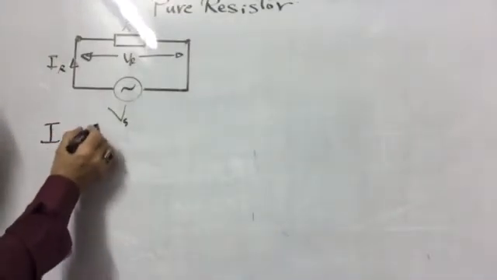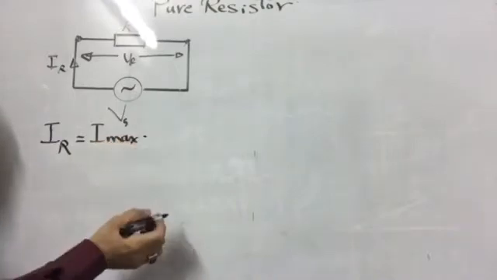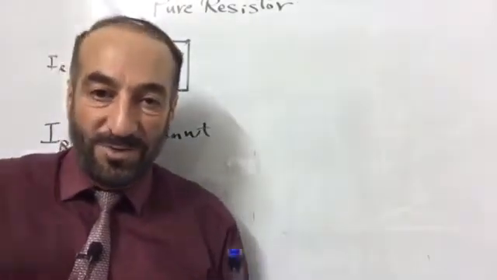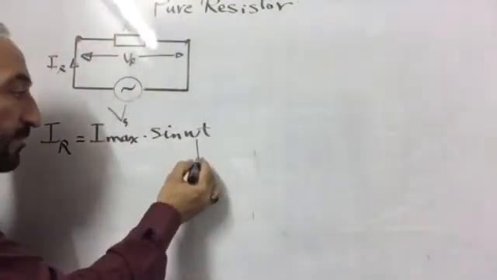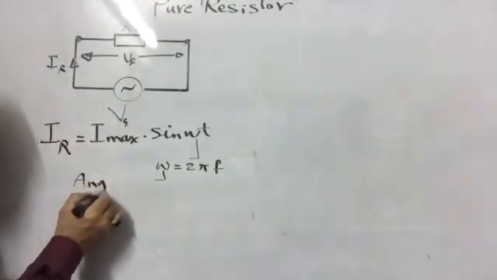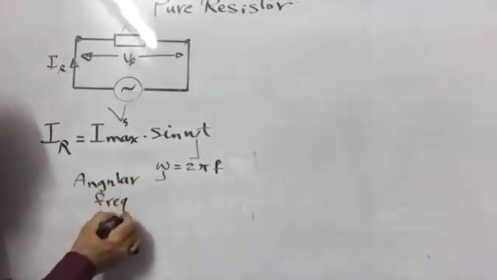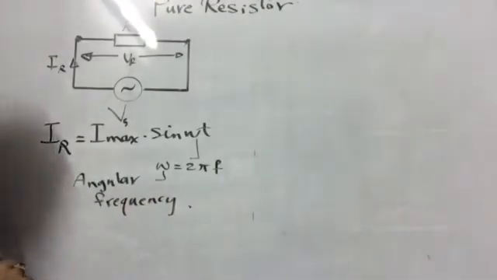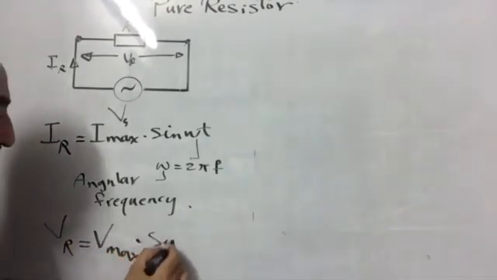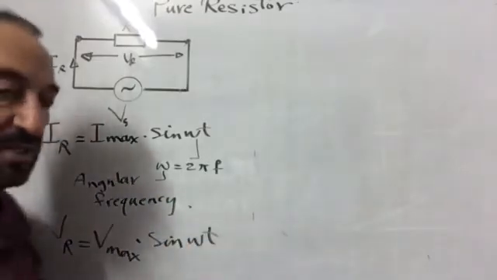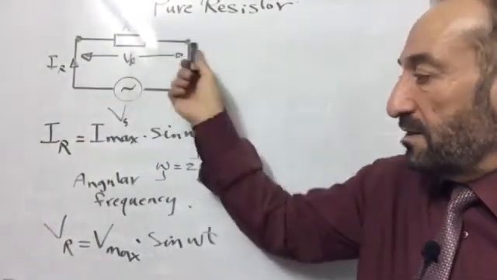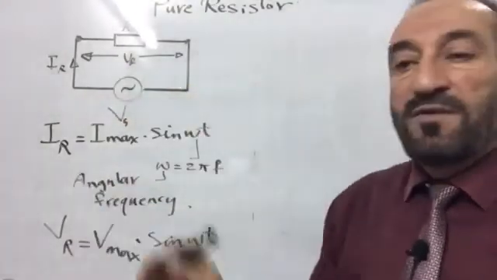I sub R equals I maximum times sine omega t, where I maximum is the maximum value of the current and omega equals 2 pi f. It's called the angular frequency. While V sub R equals V maximum times sine omega t. Therefore, we say the current that passes through the resistor R and the voltage between the two terminals are in phase.